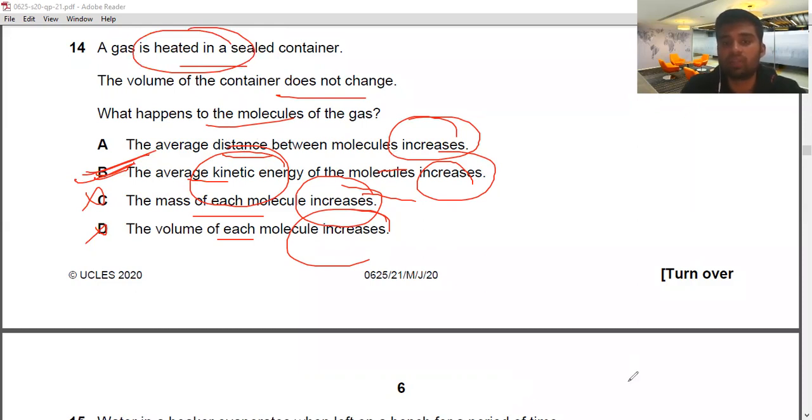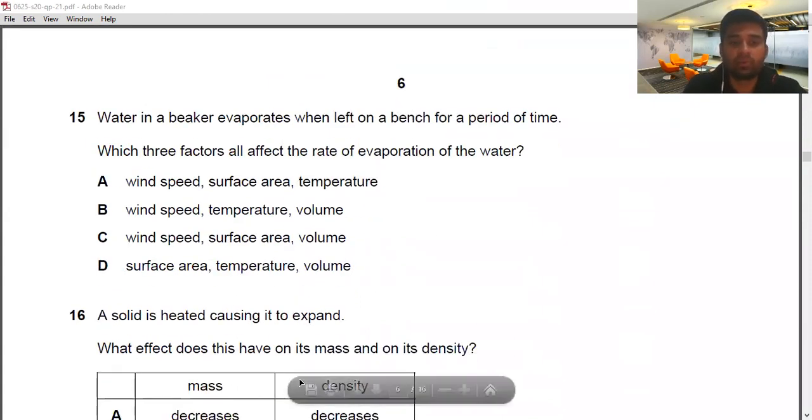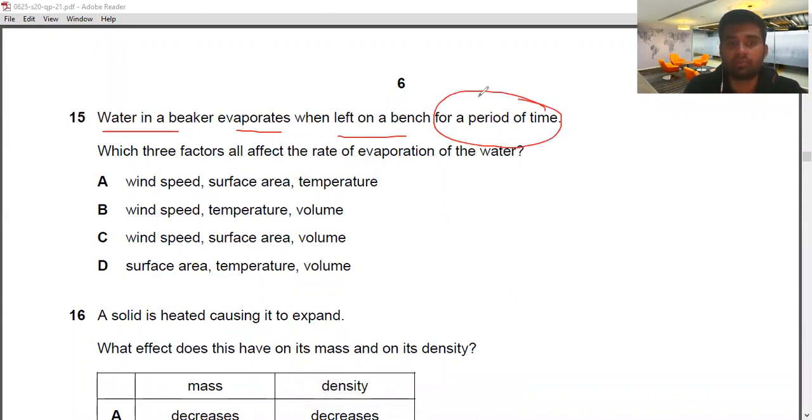So the kinetic energy will increase. We'll go to the next part, which says water in a beaker evaporates when left on a bench for a period of time. Which three factors all affect the rate of evaporation? So you should know for this, what are the factors which affect rate of evaporation?